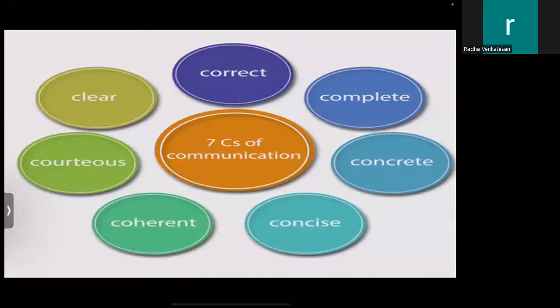Okay, to summarize, what are the 7 C's of communication? Information has to be clear. It has to be correct: no additional information, what is needed and what is true. It has to be complete, concrete, and concise. It has to be coherent; you're not going to say stories which are not related to it. And it has to be courteous. That is very, very important.